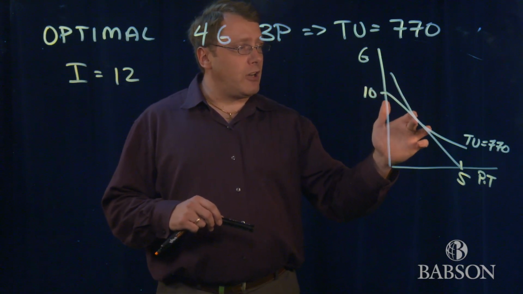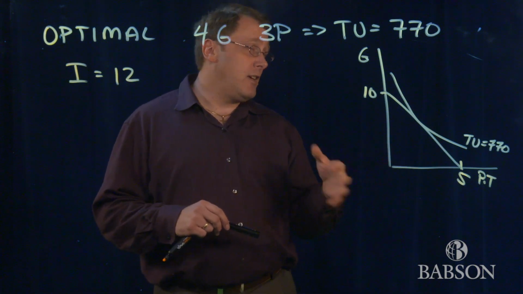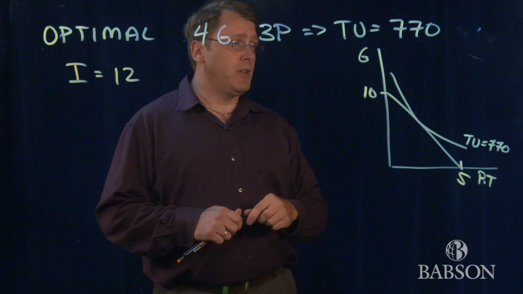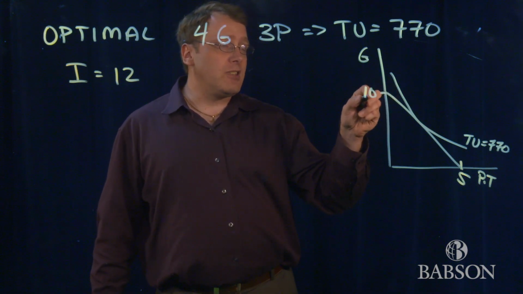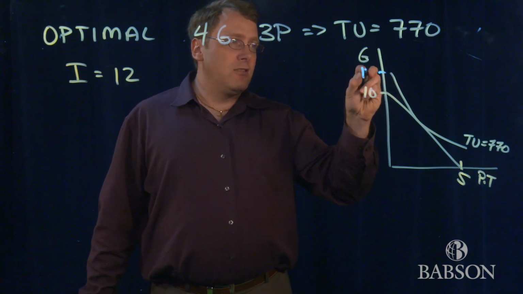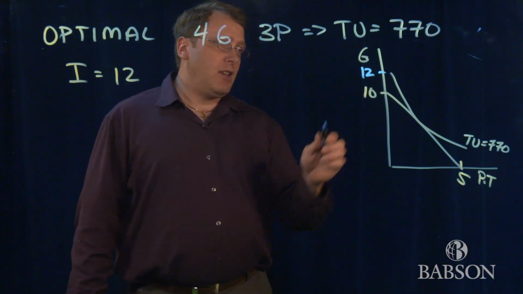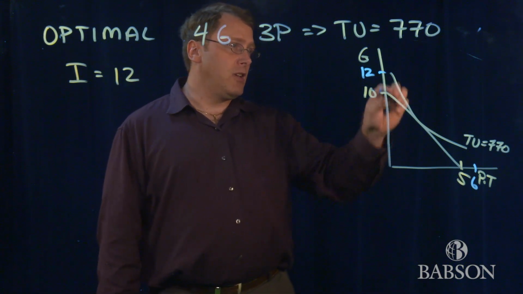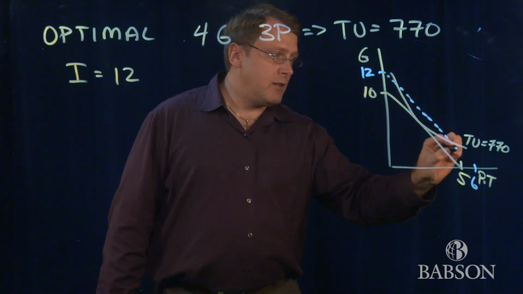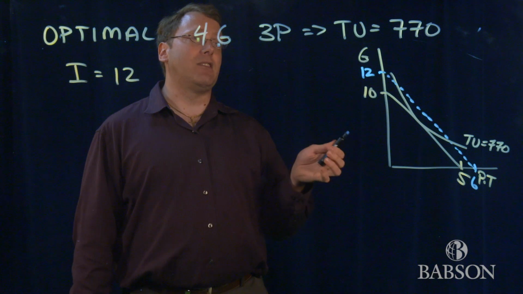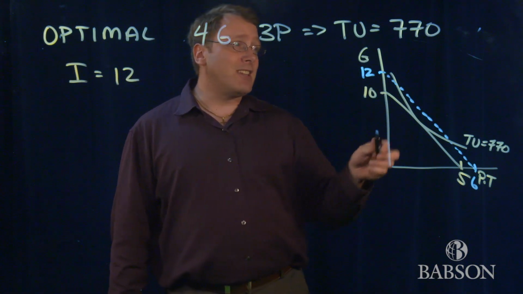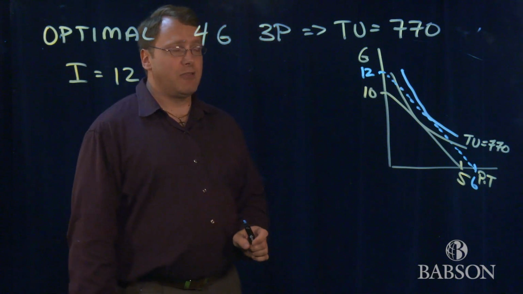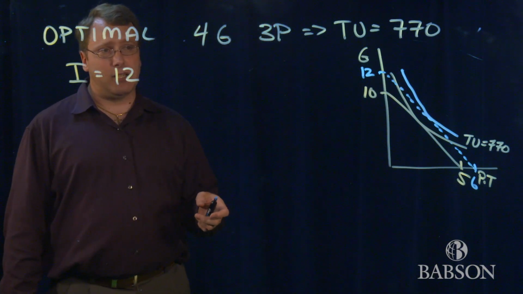Remember, every point on this budget constraint represents what? Represents the consumer spending exactly $10. Well, we know if a consumer has $12, they can get what? 12 ounces of granola. If they have $12, they can now afford a 6th Pop-Tart. So what we see is that the budget constraint shifts out. And that leaves us with the opportunity for another indifference curve that gives us a higher level of total utility.